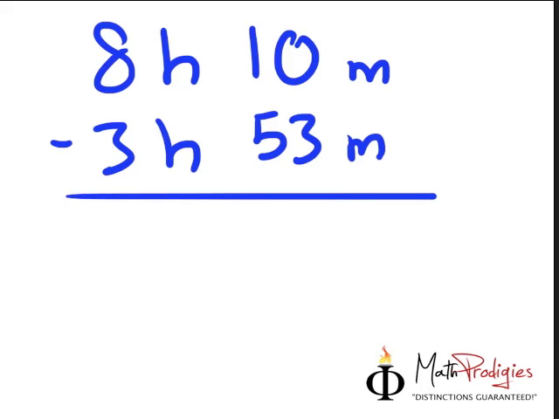So first off, can 10 minutes minus 53 minutes? Cannot. So what must we do? We must borrow from the 8 hours. And how much do we borrow? We borrow 1 hour. So it becomes 7 hours left. Am I right? Yes.